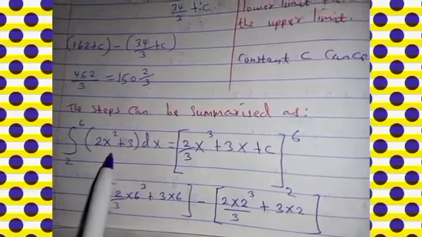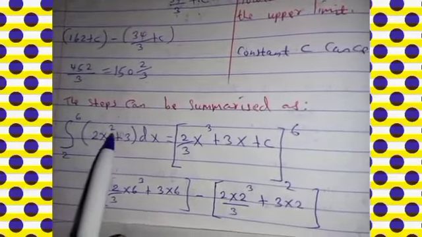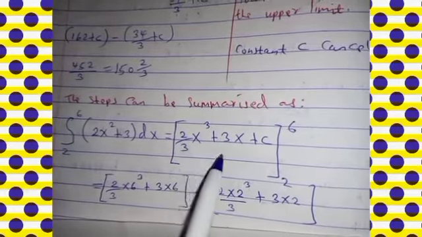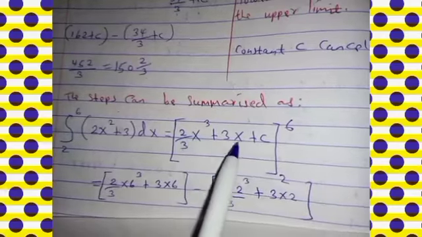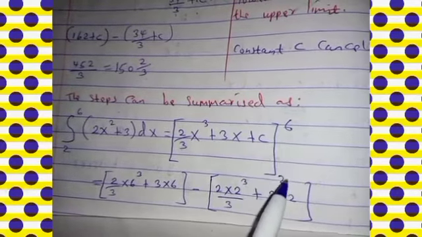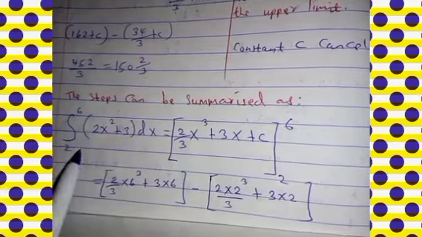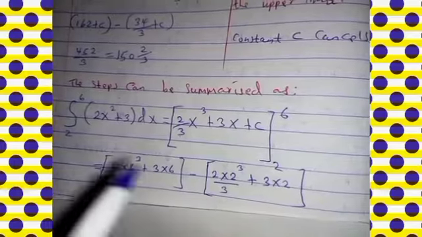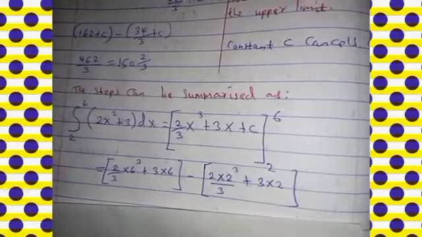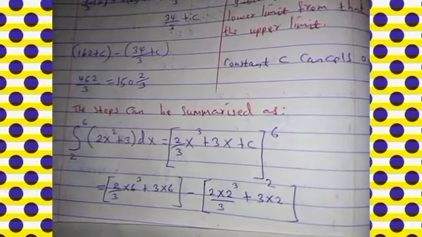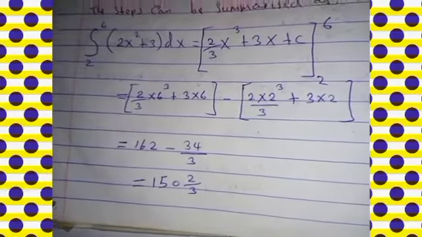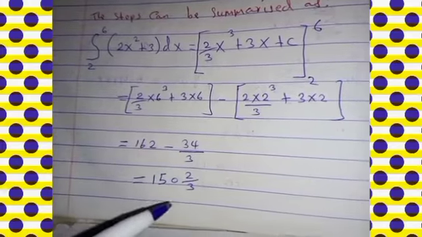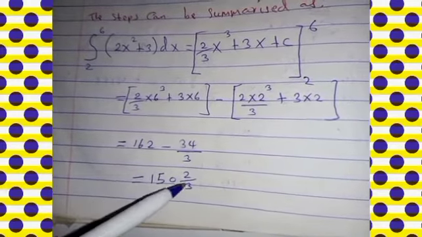So first of all, you integrate this curve. How do you integrate? Always add 1 to the index and you divide by the result. So you have 2 over 3 x cubed plus 3x plus c. Then you insert the lower limit and the upper limit in square brackets as shown. You substitute as shown there, and then you simplify as done here. So you simplify 162 minus 34 over 3, which is equal to 152 over 3.